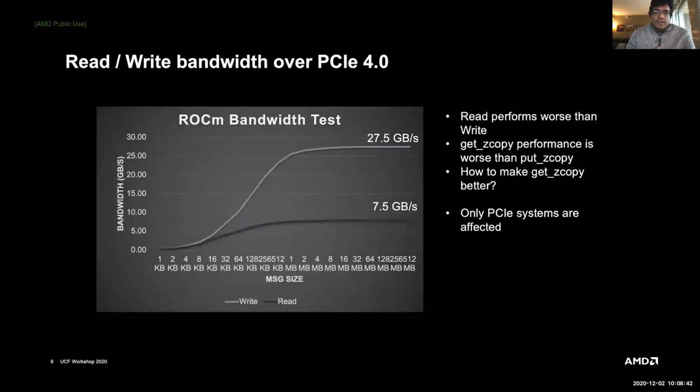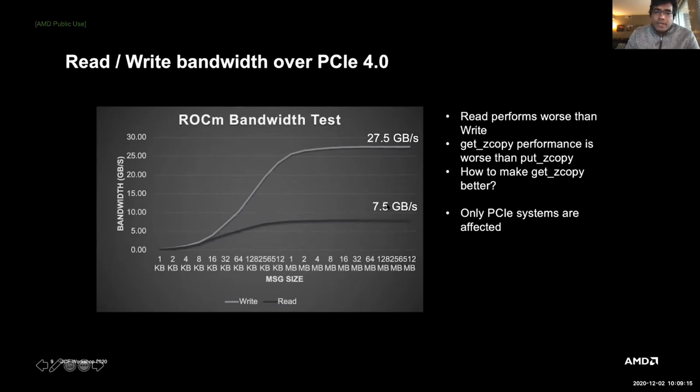One interesting trend that we see is that there is a big performance difference between these two methods, which can be slightly unexpected. Over PCI, we see that the write is much faster than the read. Write achieves close to the PCI theoretical limit. It writes at around 27 gigabytes per second, whereas the read only achieves around 7.5 gigabytes per second.